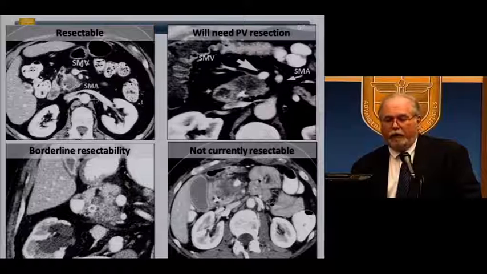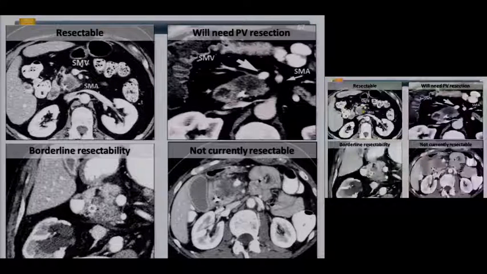Here's the tumor. Here's your SMV. You see a nice black line between the tumor and the SMV, meaning there's no involvement. The SMA is free. This would be a surgically resectable pancreatic cancer for which you would go on with immediate surgery.